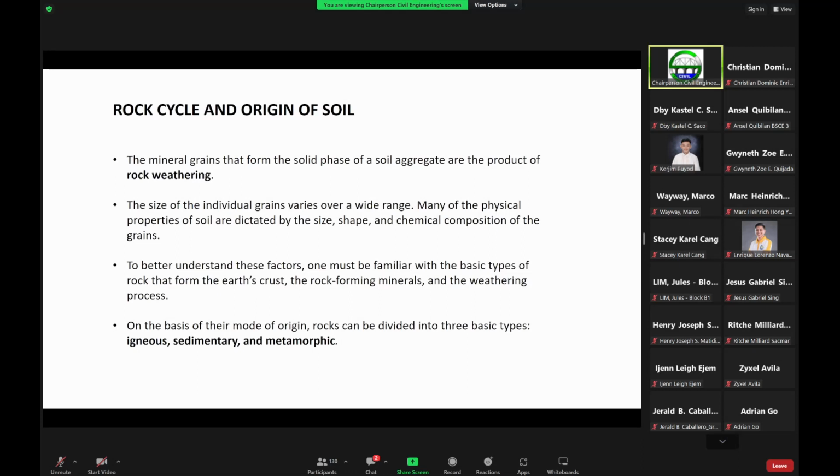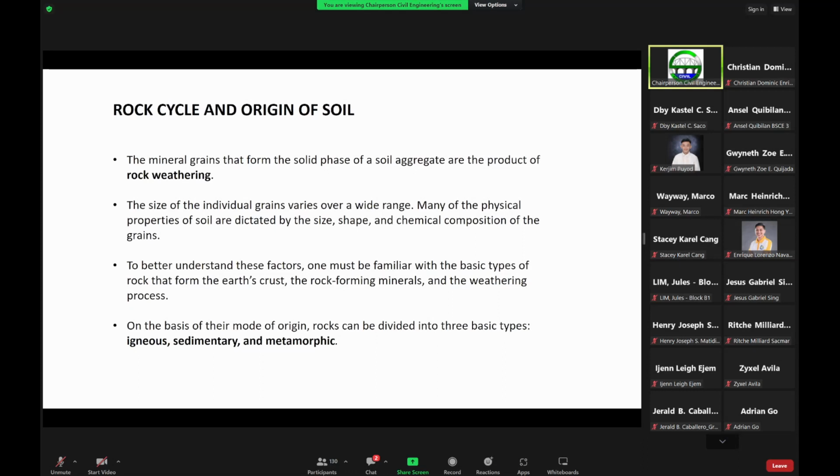So the mineral grains that form the solid phase of a soil aggregate are the product of rock weathering. The size of the individual grains varies over a wide range. Later on, we will see those ranges. Many of the physical properties of soil are dictated by the size, the shape, and the chemical composition of the soil grains.